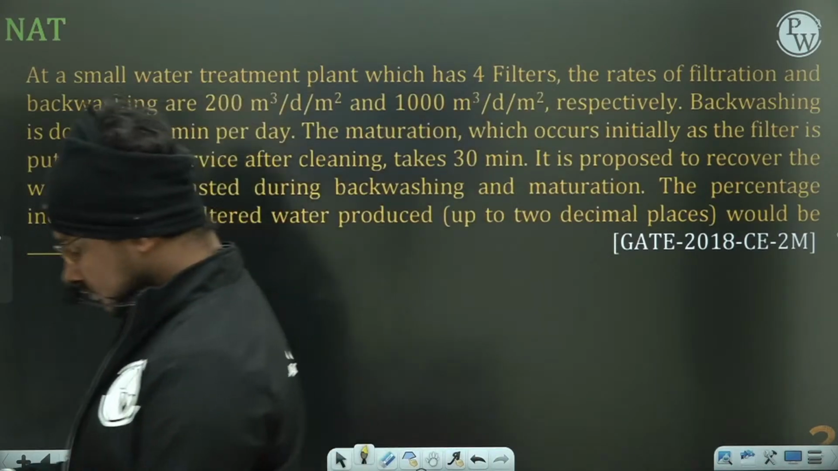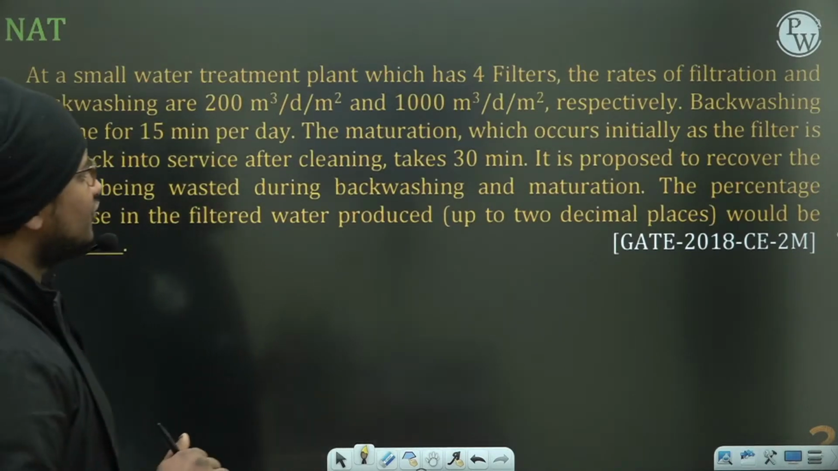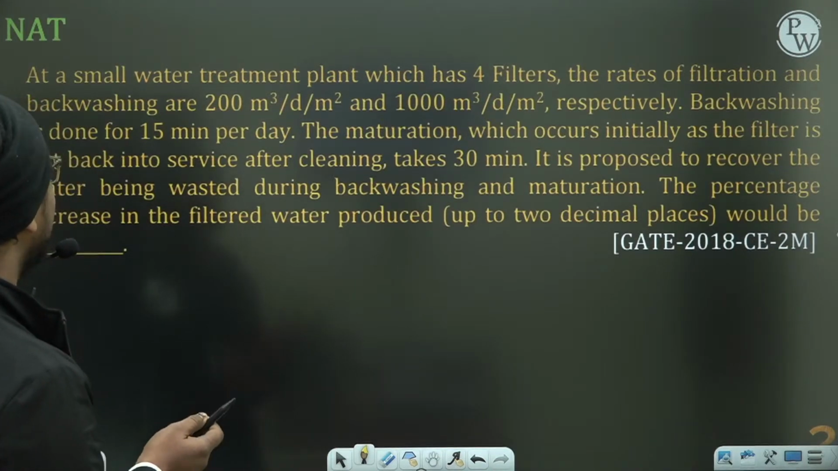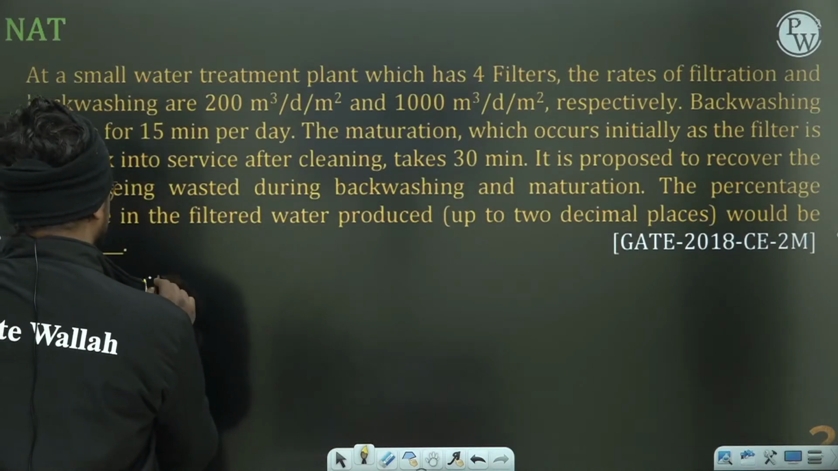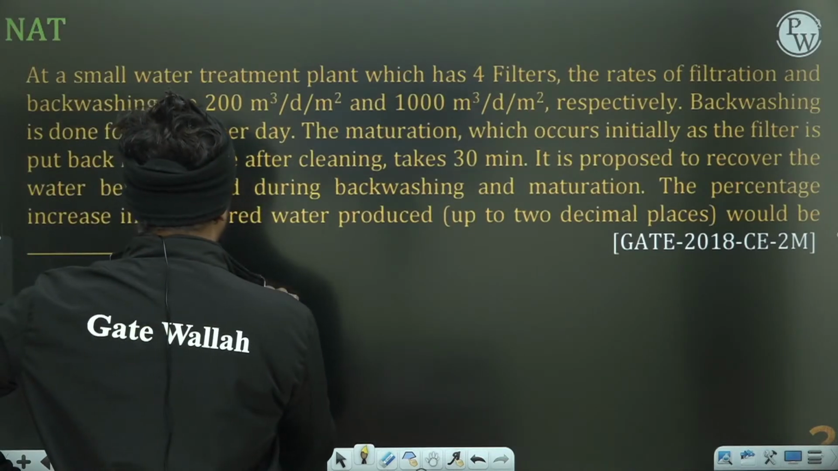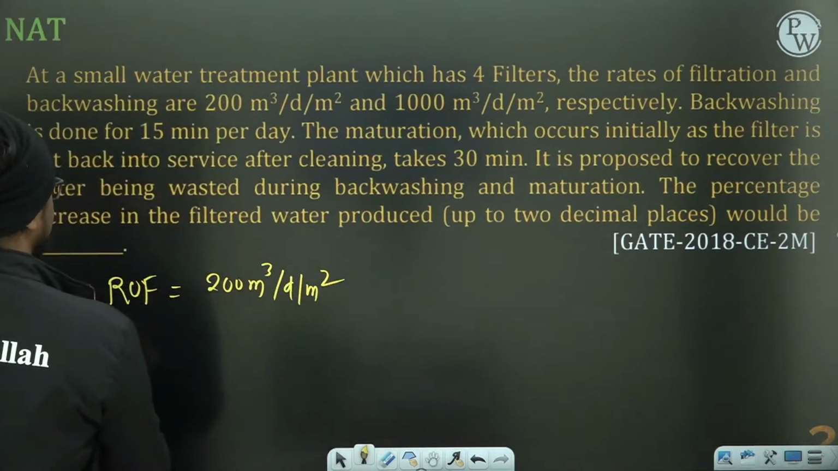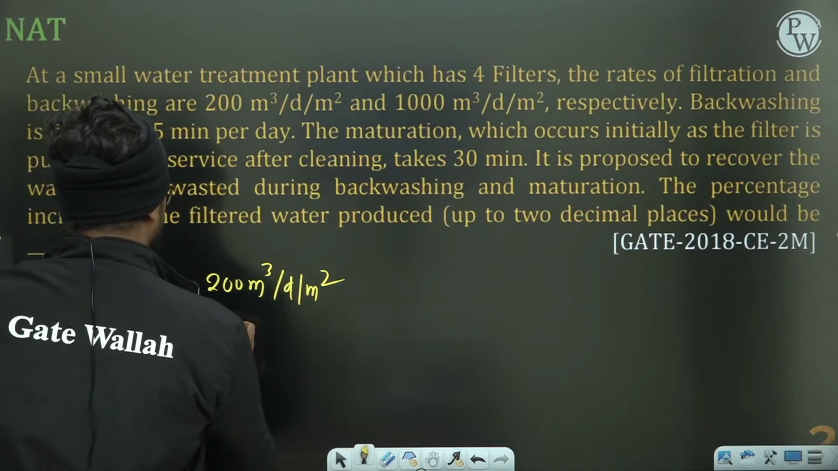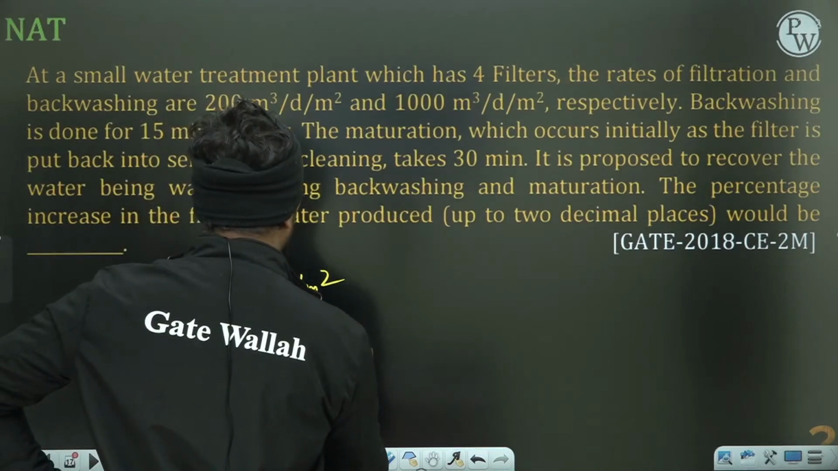Okay. So I hope you guys have tried. Now in this question, what they're telling, a small water treatment plant which has 4 filters, the rate of filtration and backwashing is given to you. So first write down all these things. ROF we have 200 meter cube per day per meter square. And ROB we have 1000 meter cube per day per meter square.